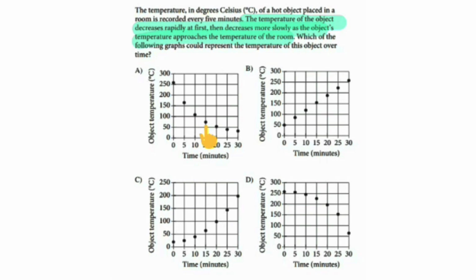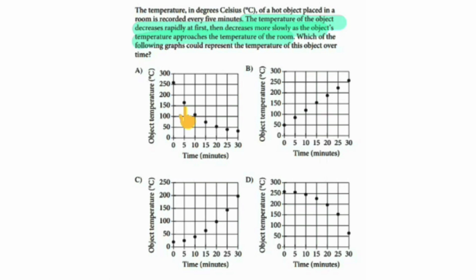and then the temperature decrease becomes slower. As time passes and the temperature comes closer to 25 degrees, the decrease in temperature becomes slower. This is what the statement says.